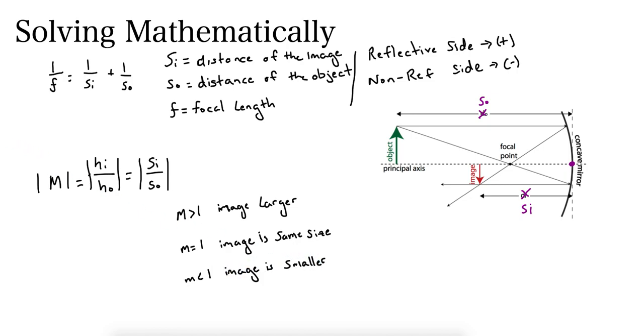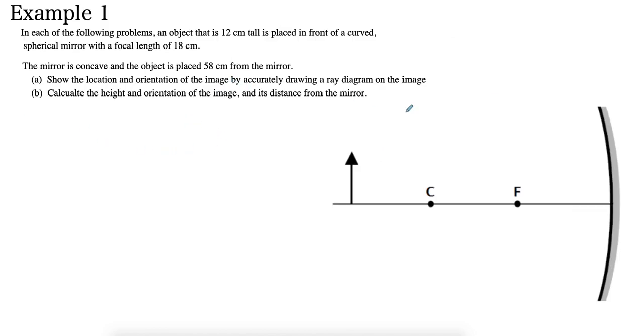All right, so let's take a look at a problem. What we have is a concave mirror. We have an object that's placed 58 centimeters in front of the mirror. The object is 12 centimeters tall, and the focal length is 12 centimeters away. We want to find the location of the image by drawing the ray diagram, and we want to know the height and orientation of the image.